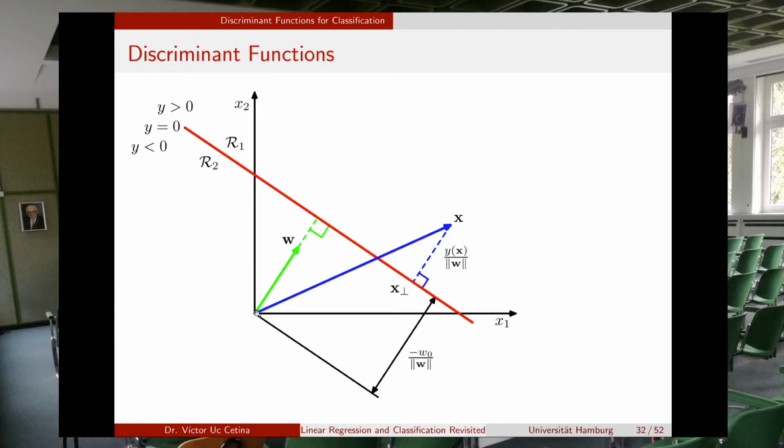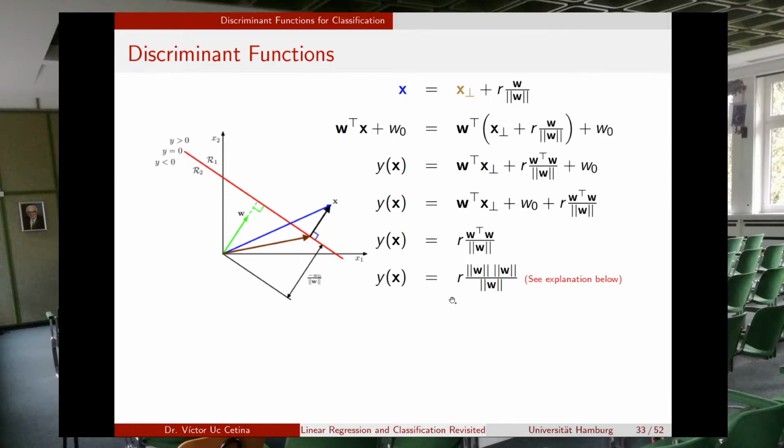The distance from the origin to the decision boundary can be computed by the negative of W0 over the norm of the parameter vector. And we can compute the distance from any point to the decision boundary by evaluating that point in the decision surface, and dividing it by the magnitude of the vector of parameters. Okay, so let's continue.